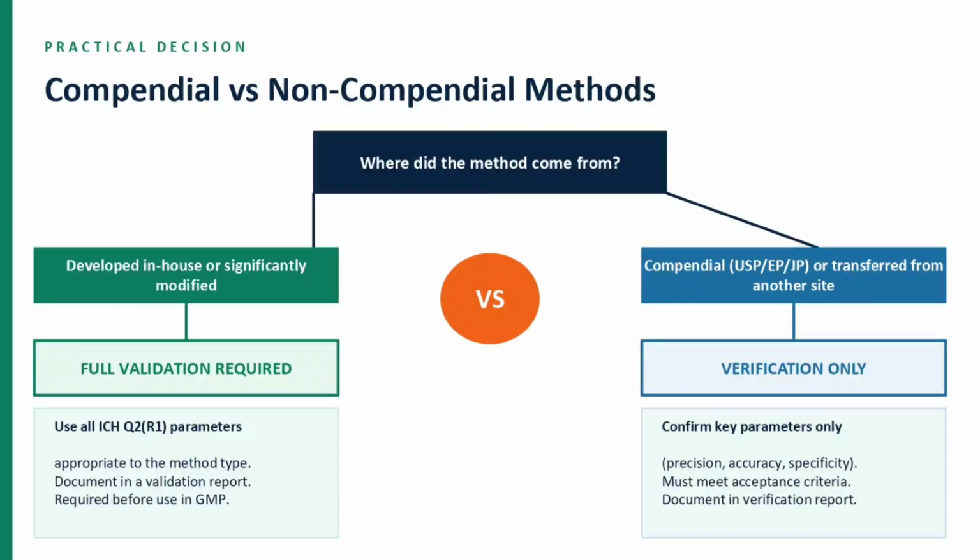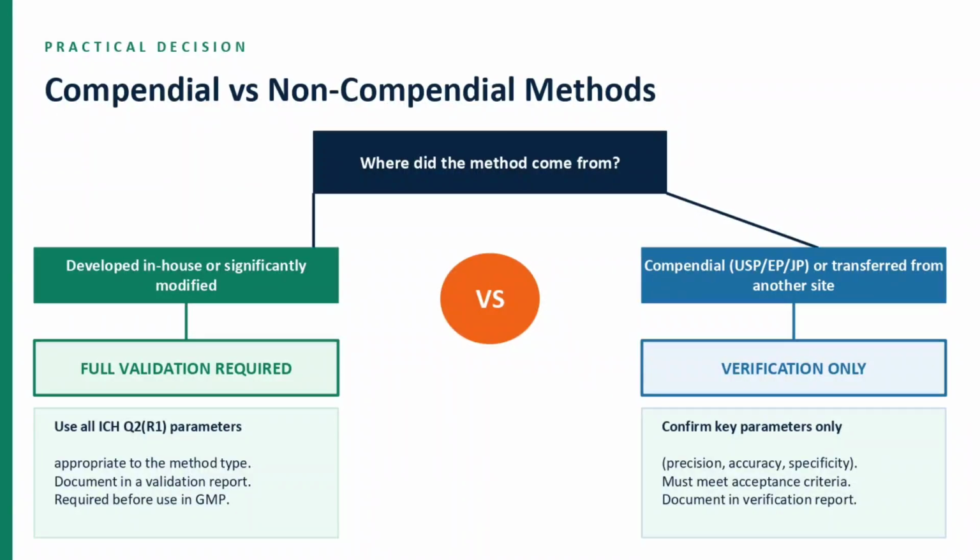The question at the top is, where did the method come from? If the method was developed in your lab or significantly modified from an existing method, the path leads to full validation. You go through ICH Q2(R1), you demonstrate all the relevant parameters, you document the results in a validation report, and you get QA approval before using the method. If the method came from a compendial source like USP or EP, or it was transferred from another validated site, the path leads to verification only. You confirm the key parameters, you compare your results to the acceptance criteria, you document everything in a verification report, and you get QA approval.